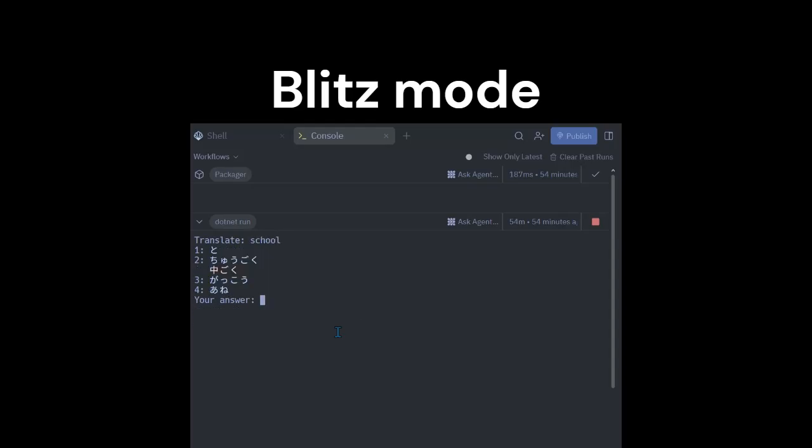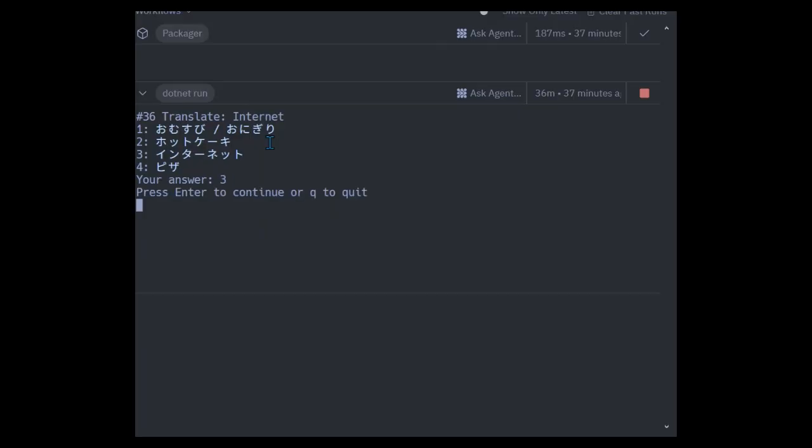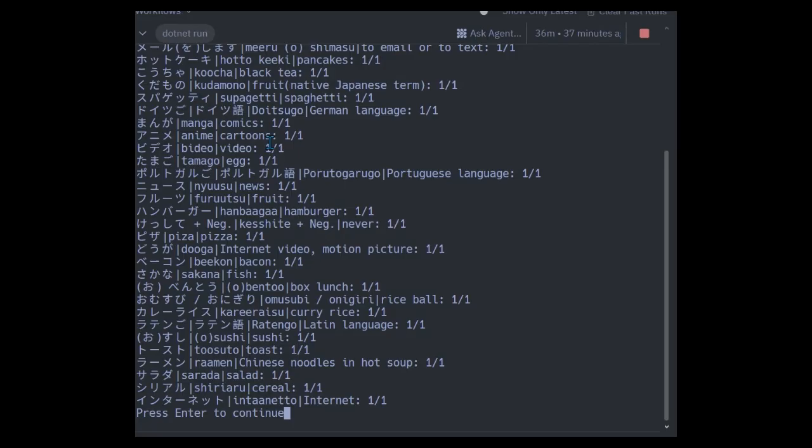After you get a question correct, a few statistics are provided, such as the current accuracy and the longest streak. Additionally, a section displays all the tested words and their accuracy.